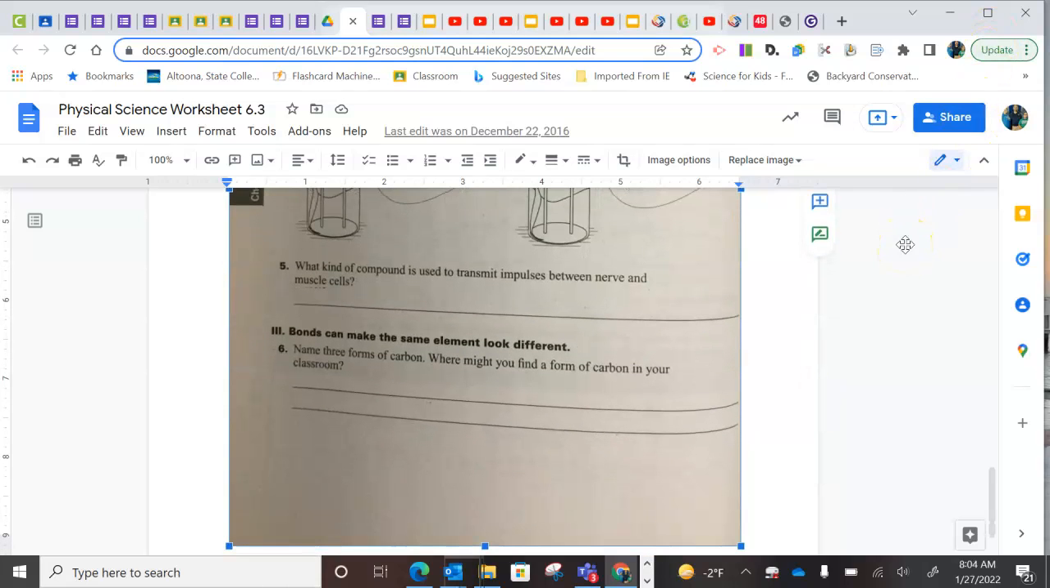Name 3 forms of carbon where you might find them in your classroom. So you could have coal, that fullerene, which is in the book, graphite, which is in your pencil.